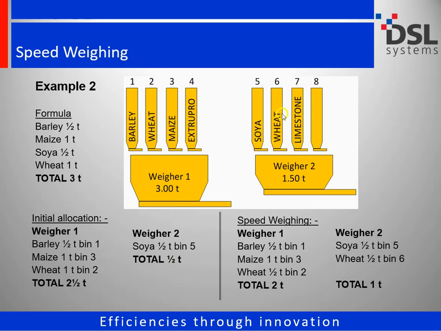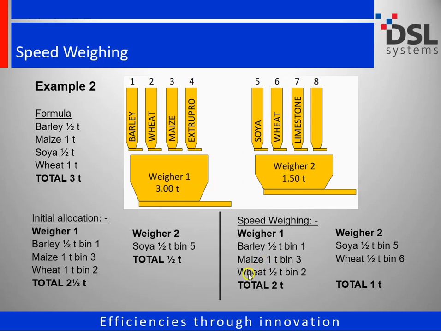But because it's got wheat on another weigher, it will try to move some wheat from bin 2 over weigher 1 to bin 6. Now because the weigher is only half the size, it tries to end up with the equivalent total weights on each weigher.